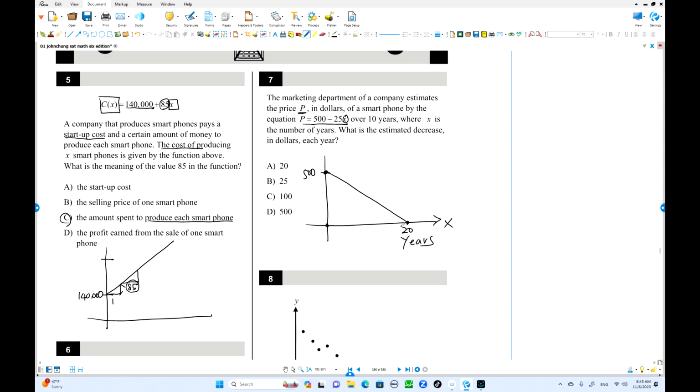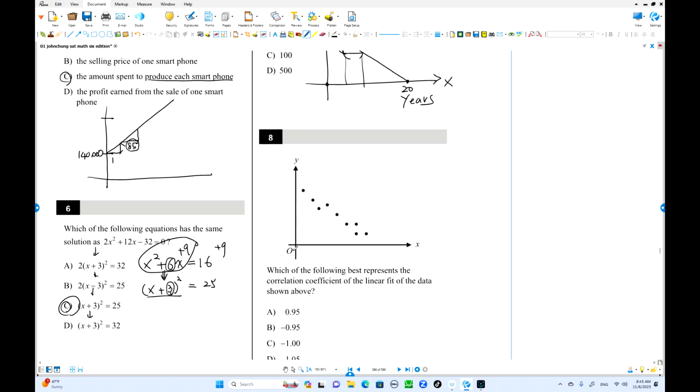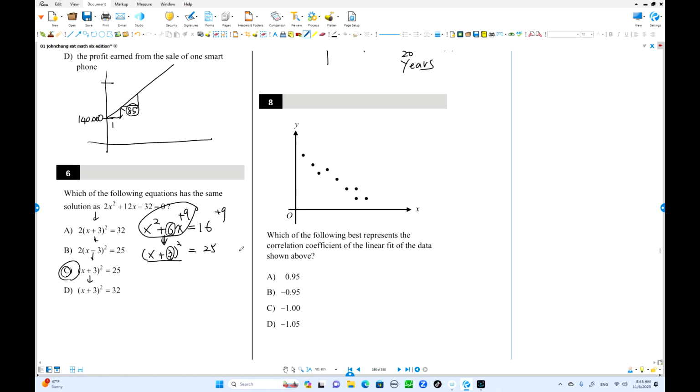The price will be 0. Nobody wants to buy that. Okay? So x is the number of years. What is the estimated decrease in dollars each year? Every year, in each year, this much down. Right? What is that? 25, isn't it? That's another slope, right? 25 will be down, right? That's the slope.